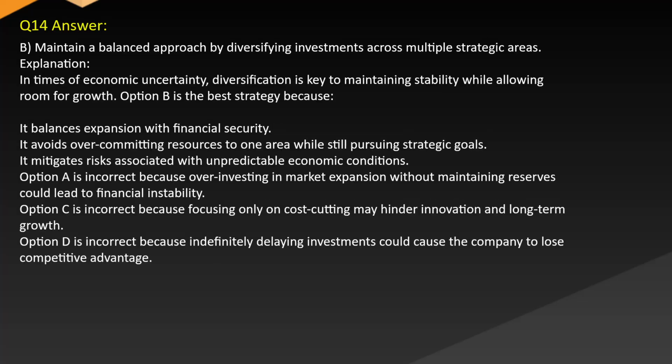Answer: B. Maintain a balanced approach by diversifying investments across multiple strategic areas. Explanation: In times of economic uncertainty, diversification is key to maintaining stability while allowing room for growth. Option B is the best strategy because it balances expansion with financial security. It avoids overcommitting resources to one area while still pursuing strategic goals. It mitigates risks associated with unpredictable economic conditions.